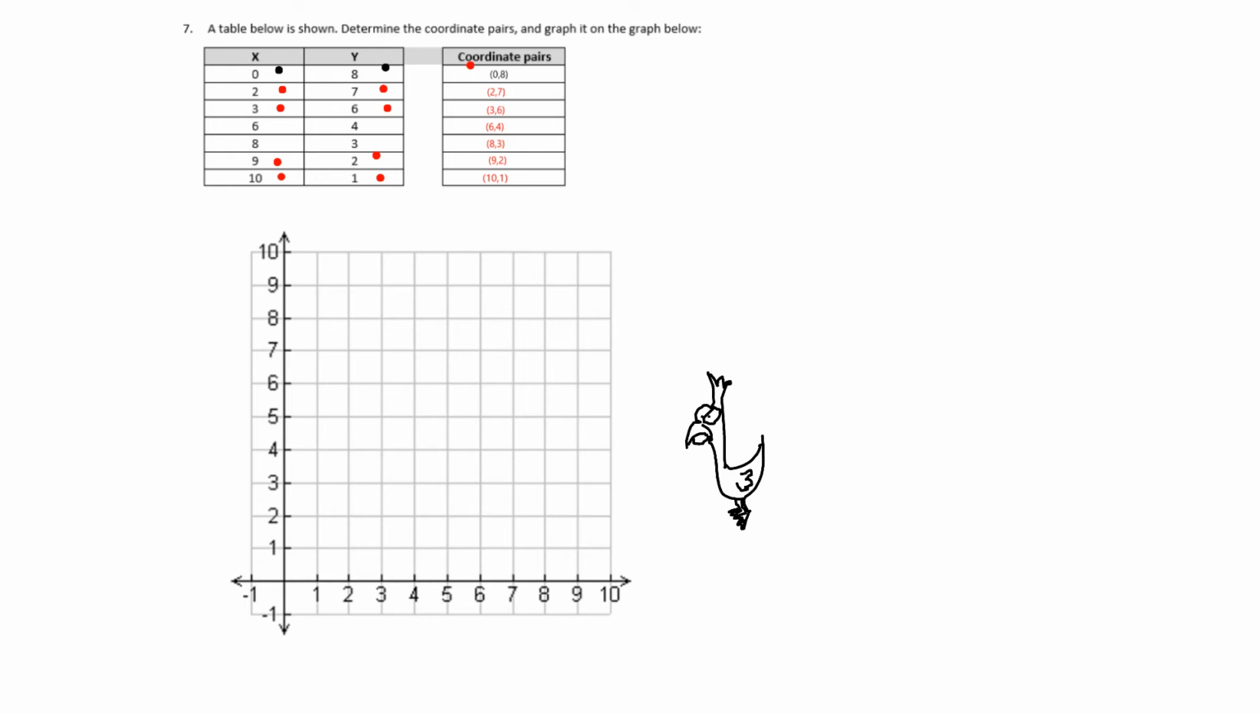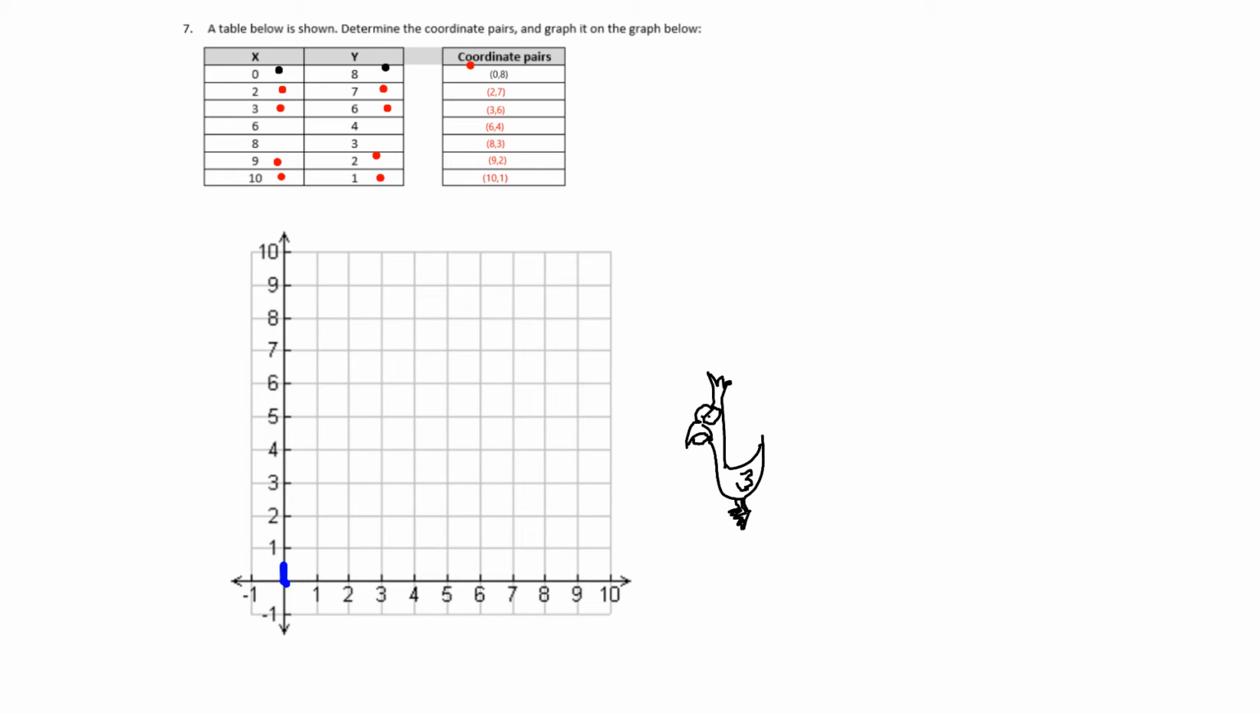Now, the next step is to graph it on the graph below. So let's go ahead and do that now. What I'm going to start with is the first point, which is 0, 8. That means my X coordinate is 0 and my Y coordinate is 8. So I'm going to start at the origin, which once again is here, and I'm going to go 0 to the right. Well, 0 to the right would be none at all. So basically, I'm not going to move at all from there. I'm going to just go up from here, and I'm going to go up 8 points. So 8 points up is going to give me this point here.